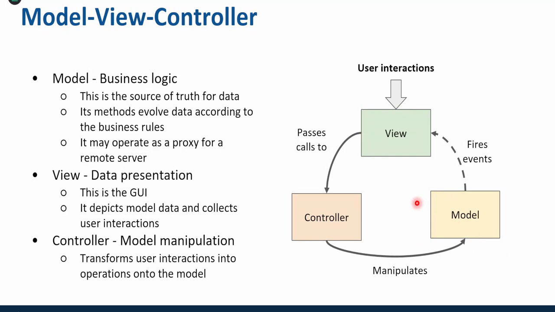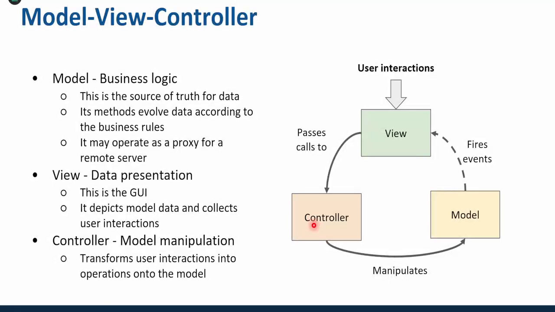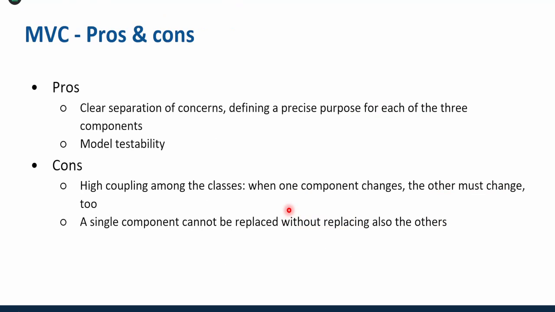So the problem here is that you have a high coupling. There is a lot of code that binds the view to the model via the controller. So a lot of complexity here is in designing the controller, which will very easily become not maintainable. These slides should sum up the thing that I just told you.